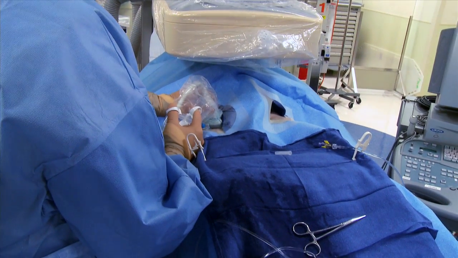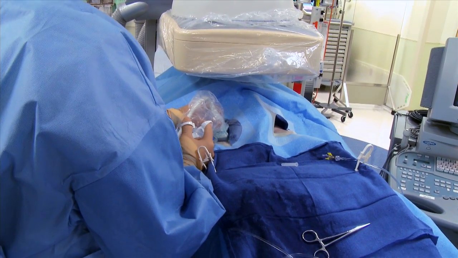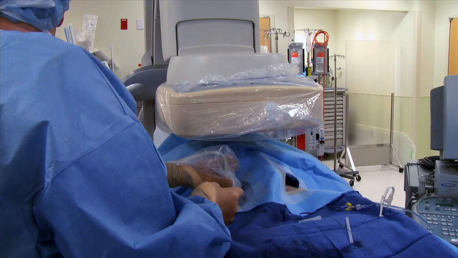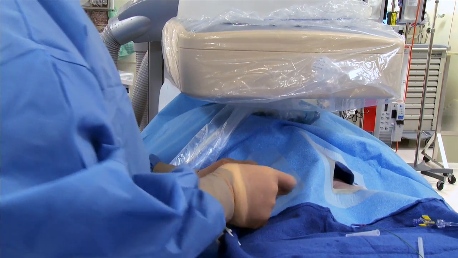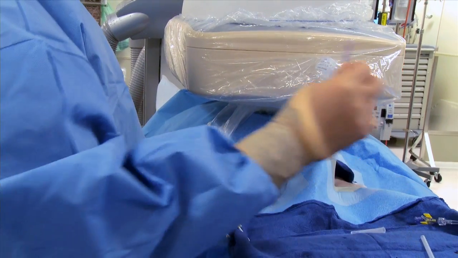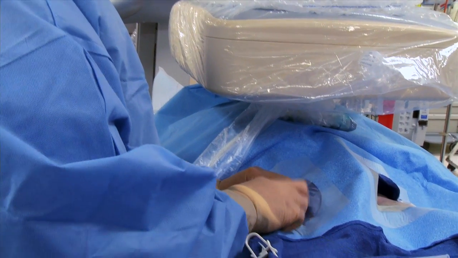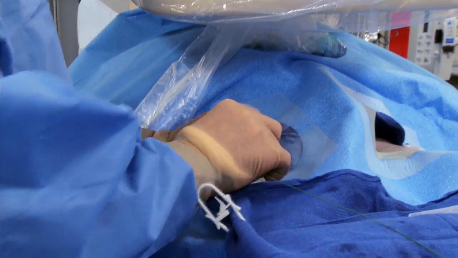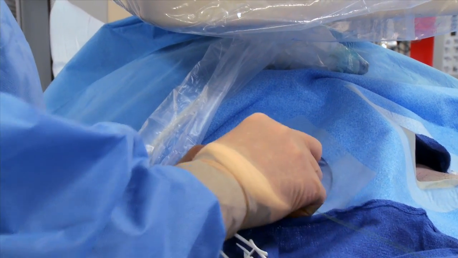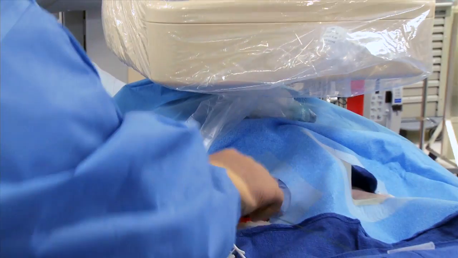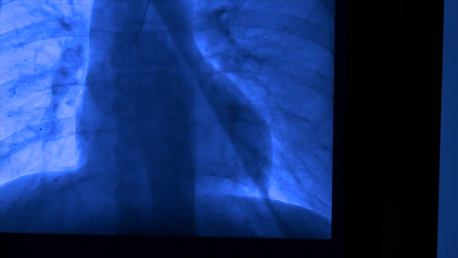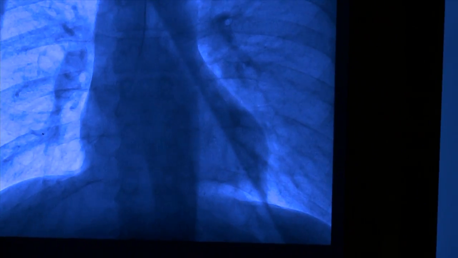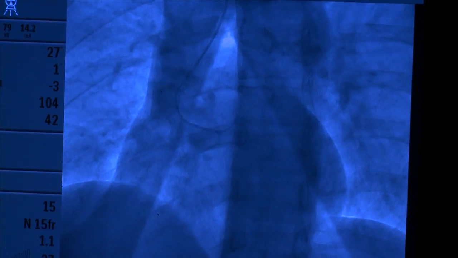Local anesthesia is administered to the skin, and the needle is inserted into the artery. A wire is inserted into the needle, and then a sheath is placed over that wire. Again, X-rays are used to identify the correct position for the catheters so that the pictures may be taken of your heart.